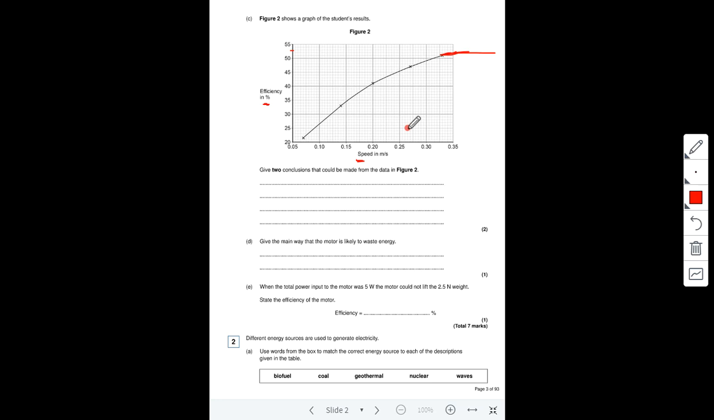If you have notes, like last time we covered efficiency. So if you have notes, you can see the formula of efficiency. So what's the formula? Was it useful energy over total energy and then times it by 100? Useful energy divided by total energy times 100. That's efficiency percent. Okay.